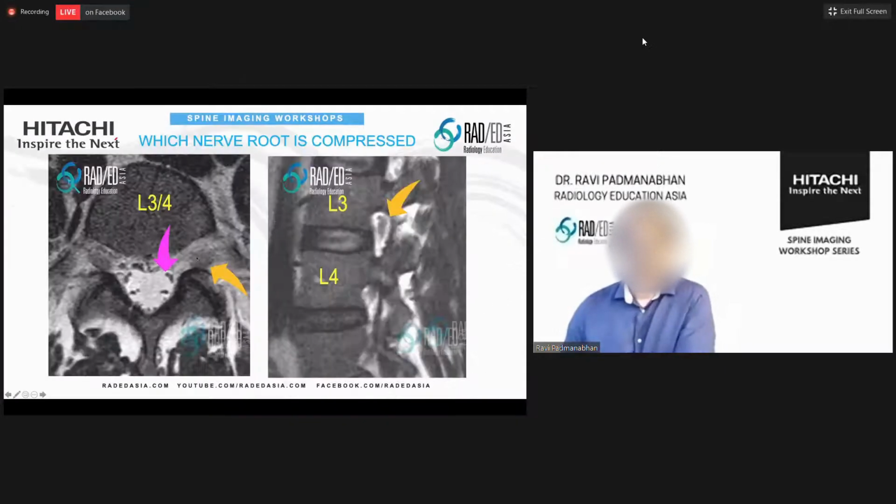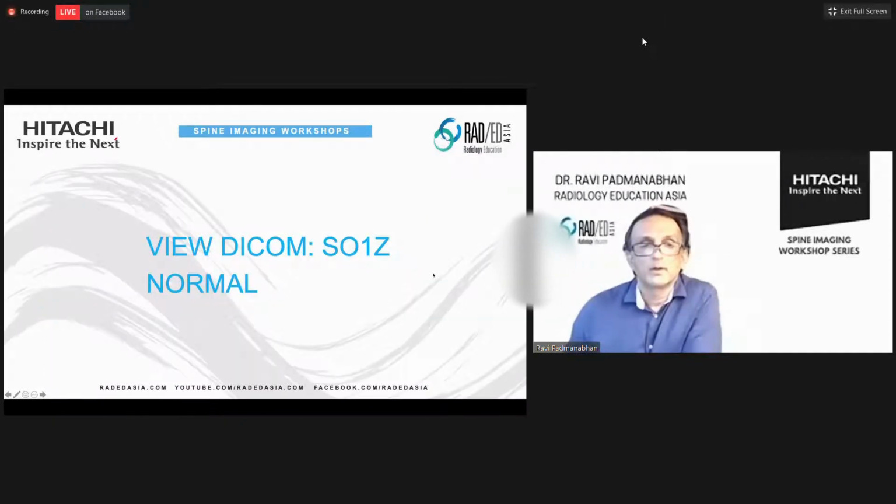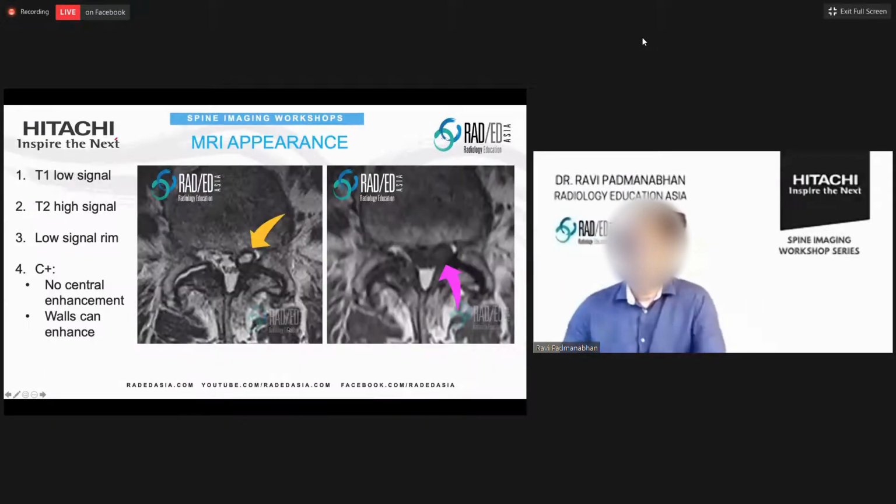Okay, so we've talked about which nerve roots are involved. So what do we look for? We're going to look at both the MR and the CT appearance. On MRI, basically what you're looking for is a cystic structure. This is going to be the most common appearance. We'll look at some variations on this, but the most common appearance is going to be the cystic appearance.